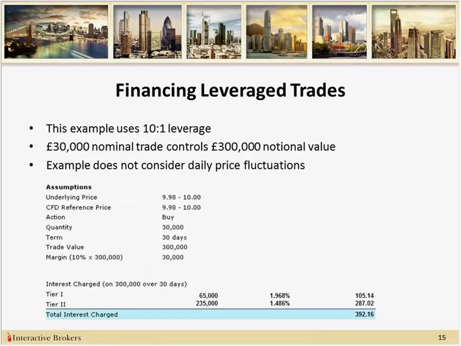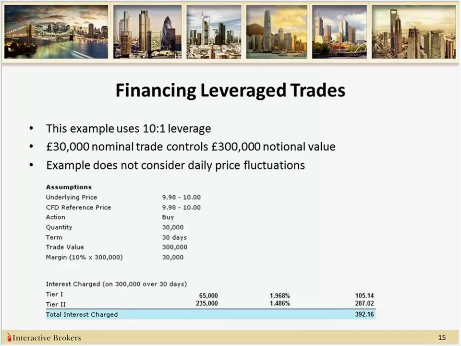On the screen is a worked example of the costs associated with buying CFDs representing £300,000 sterling. Here, an investor buys CFDs using a 10-to-1 ratio and a nominal amount of £30,000. Do note that when using leverage, you're being charged interest on the face value or notional amount of what you're buying or selling, the leveraged amount. Your account is debited daily on this amount at IB UK's low interest charges, which are clearly displayed under the interest and financing costs area of our website.